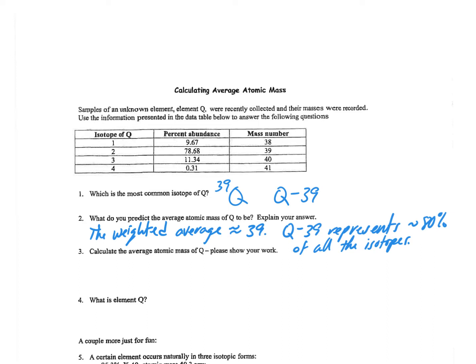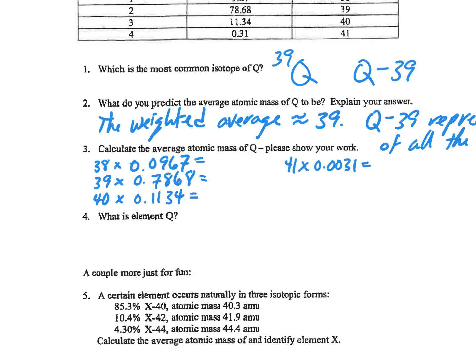So now we're going to calculate the average atomic mass for Q. Remember, the average is a weighted average. It's not a straight average. We're not going to add all of these up and divide by 4. We're going to find the weighted average in the following way. Okay, so I set up the math here.